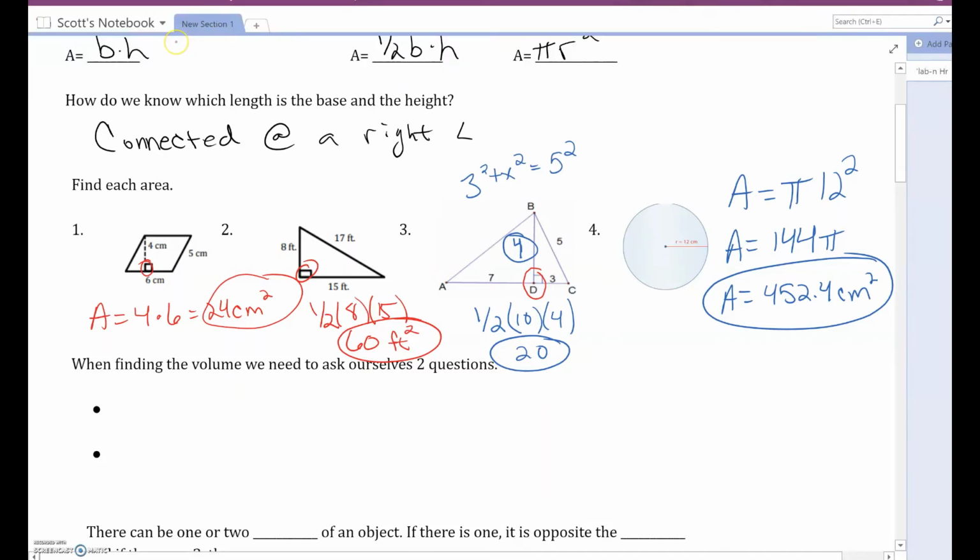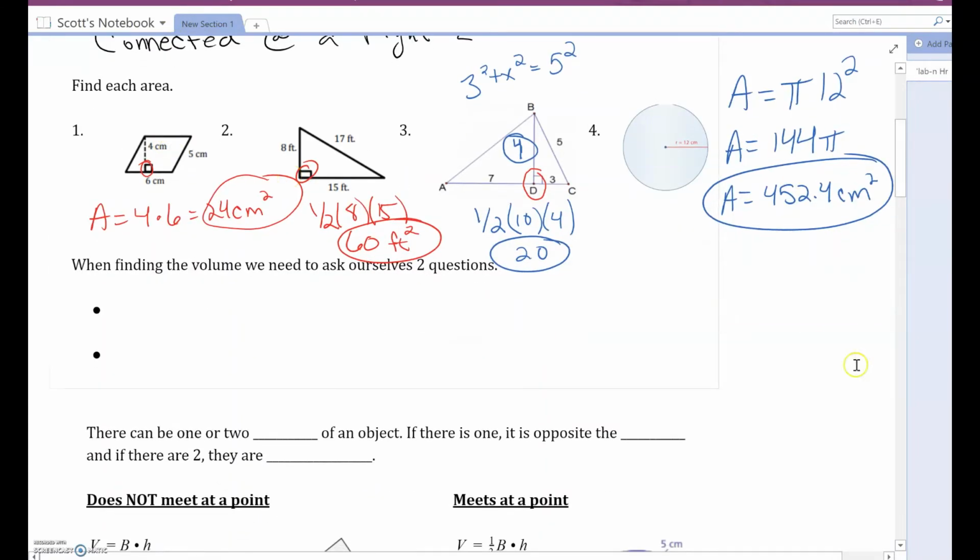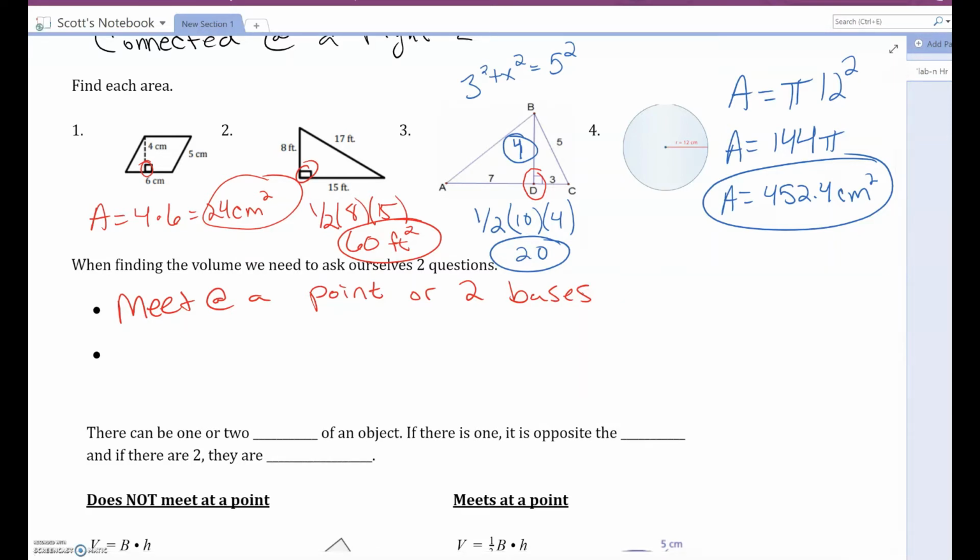As we move on to volume, we're going to ask ourselves 2 questions. Okay, so we are going to ask, does the shape meet at a point, or does it have 2 bases? Do we have 2 bases, or does it meet at a point? That's the first one. And the second is, what is my base? Or how do I find the area of the base?